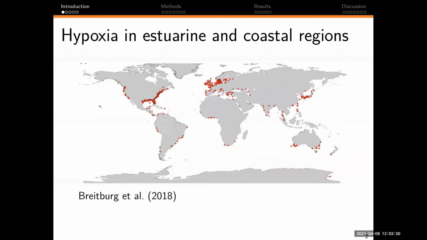So we're talking about dissolved oxygen and hypoxia, which, as many of you may know, has become increasingly a problem in many coastal areas. I borrowed this figure from Breitburg et al. 2018, showing different regions along the coast globally where low oxygen concentrations have been observed. So practically everywhere along the coastline.